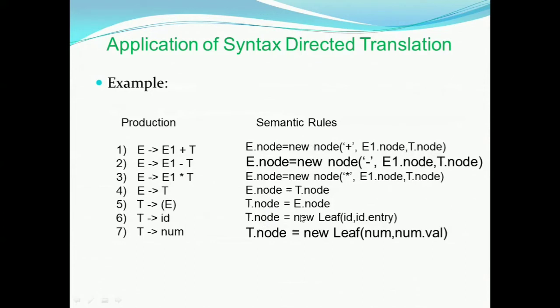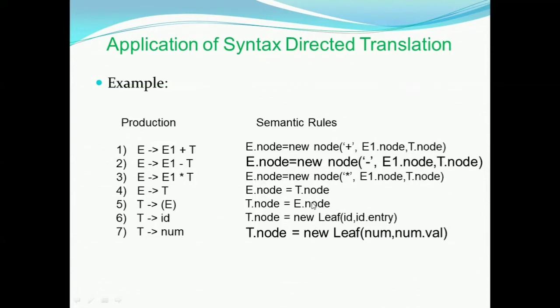Whereas when it comes to the leaf node, we create a leaf node consisting of an operand, I mean an identifier, followed by the entry into the symbol table, or it gets its value from the lexical analyzer. Similarly, if it is a number, we create a leaf node consisting of a keyword called num, followed by the value associated with this particular number. So this is how we construct a syntax tree.